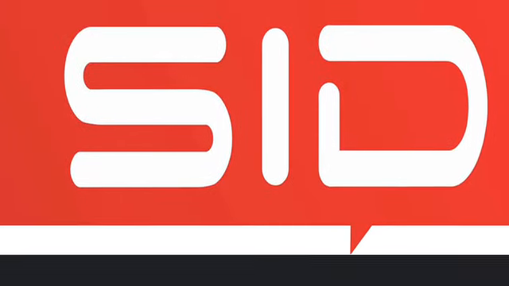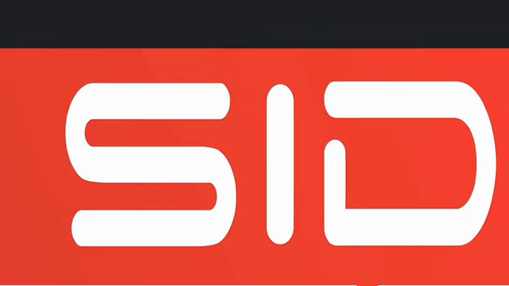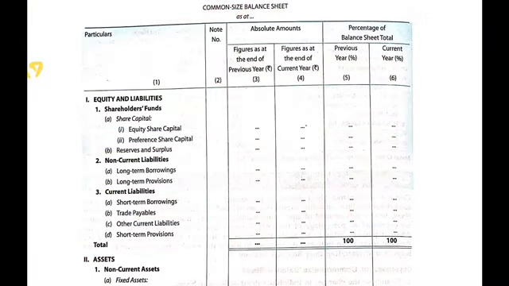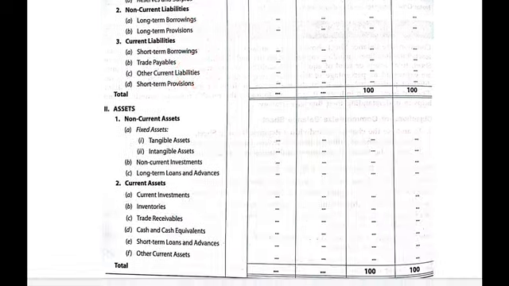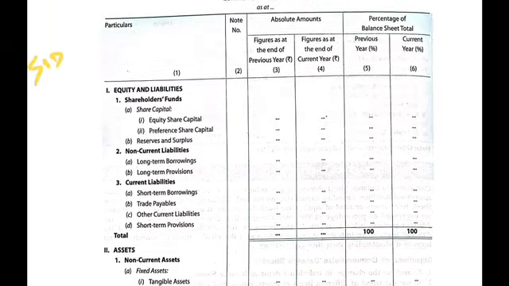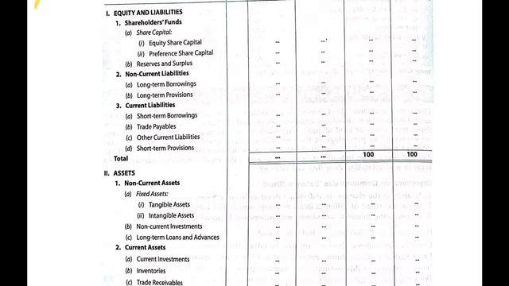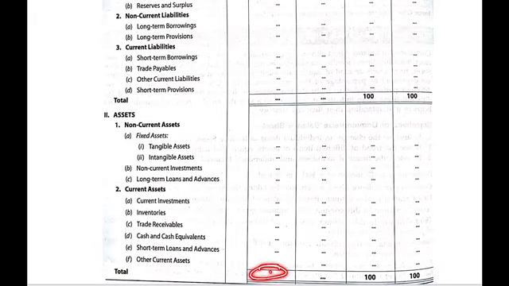The concept of common size balance sheet is similar to the concept of common size statement of profit and loss. What is a common size balance sheet? It is a statement in which each item of equity and liabilities and each item of assets is expressed as a percentage. Percentage of what? Percentage of the total of equity and liabilities or the total of assets.